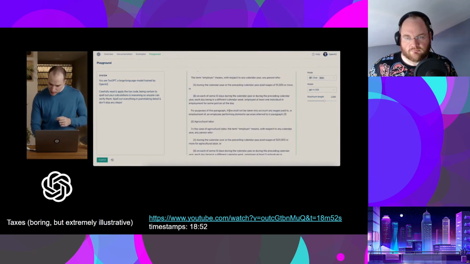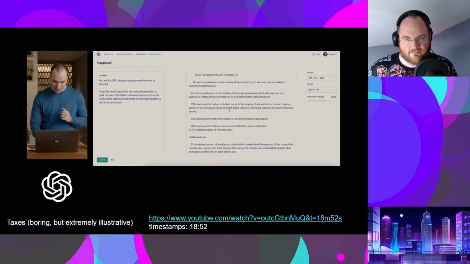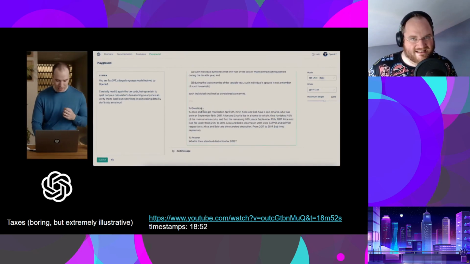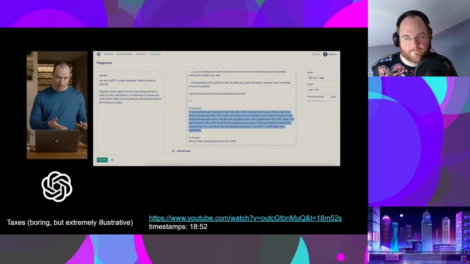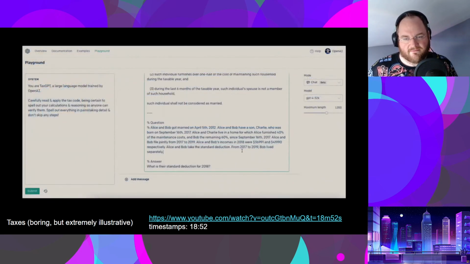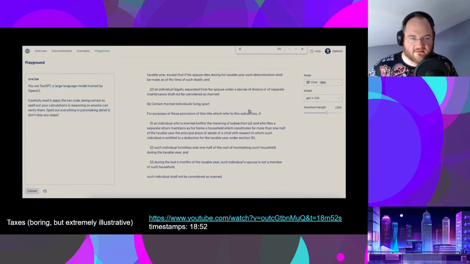So I pasted in a bunch of tax code. This is about 16 pages worth of tax code. And there's this question about Alice and Bob. They got married at one point, right. And here are their incomes, and they take a standard deduction. They file jointly. So first question, what is their standard deduction for 2018? You ask it to solve this. So while the model is chugging.